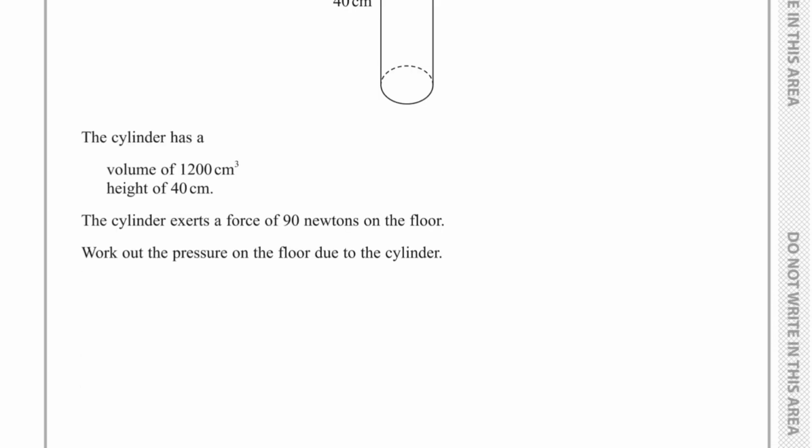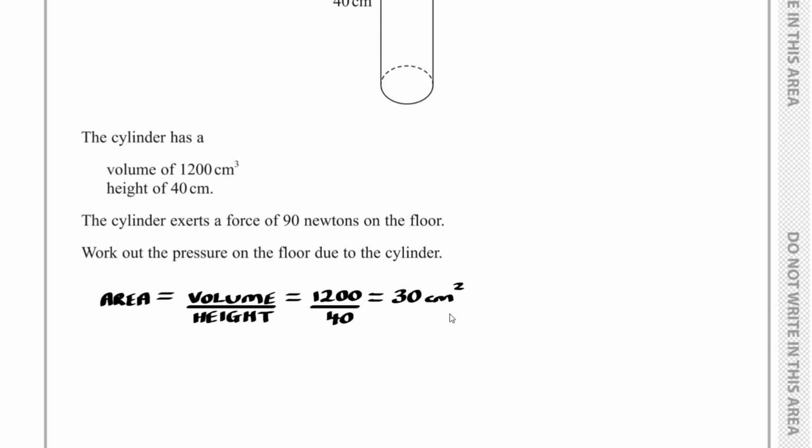To work out the area, that's equal to the volume divided by the height. So we have 1,200 divided by 40, which is equal to 30. So the area is equal to 30 centimeters squared. We can now find out the pressure. The pressure is equal to the force over the area. So we have 90 for the force, the area is 30, therefore the pressure is 3 newtons per centimeter squared.